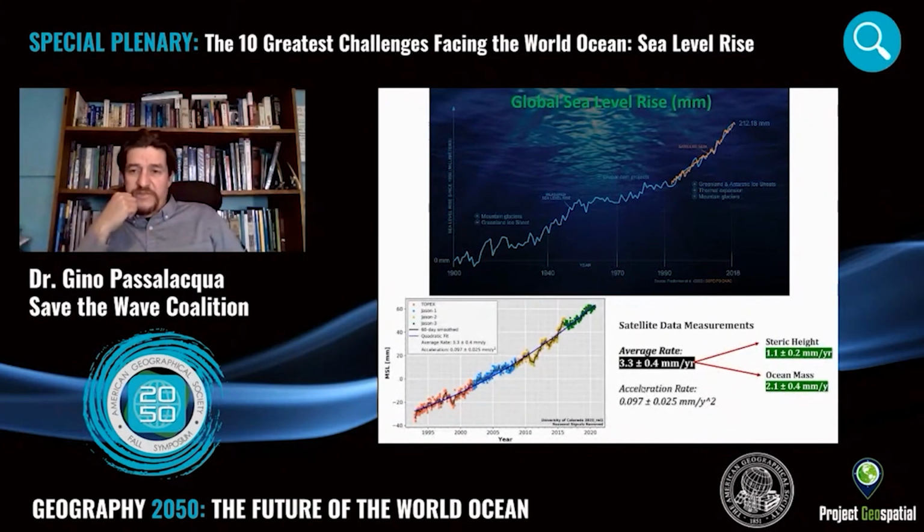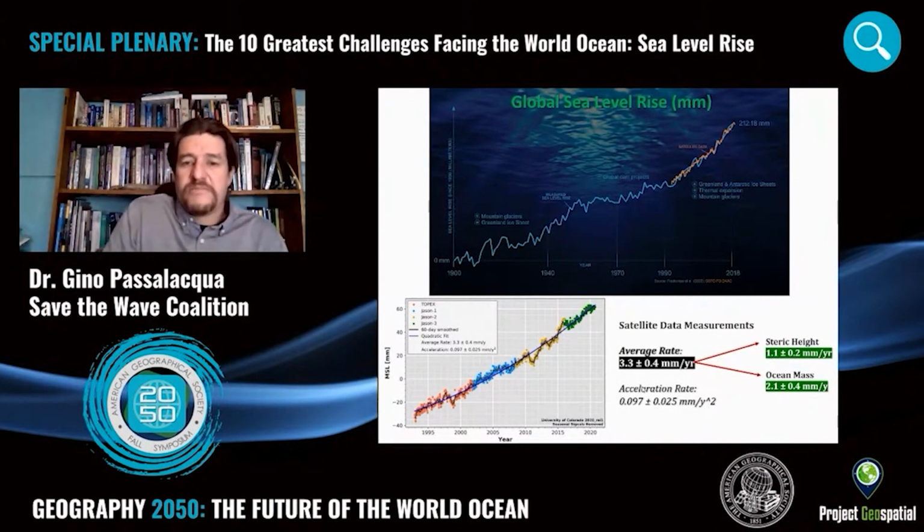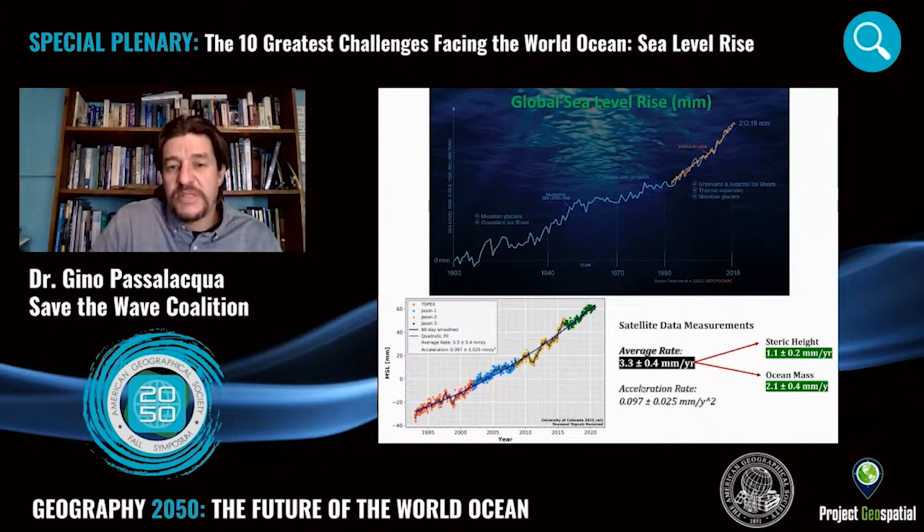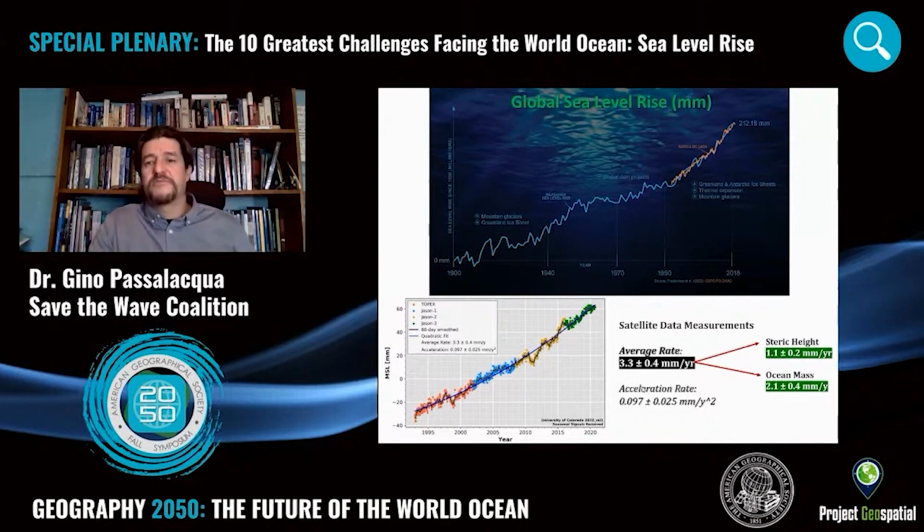So we talk about different factors contributing. The main factors since the satellite record are atmospheric height and ocean mass. Since we have these satellite records, there's been an average rate increase of 3.3 millimeters per year. The atmospheric height contribution is 1.1 millimeters per year, and the ocean mass is 2.1 millimeters per year. I'm going to talk a little bit in detail about these contributing factors.